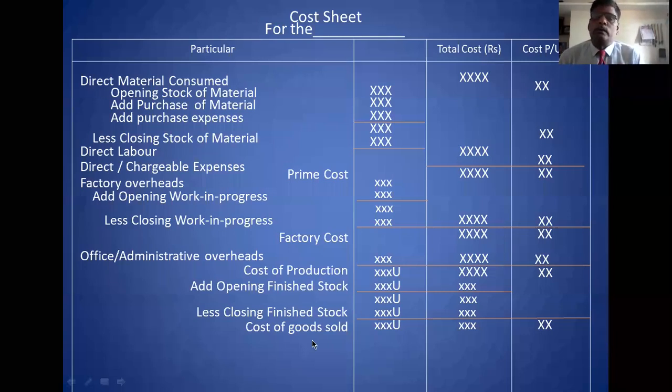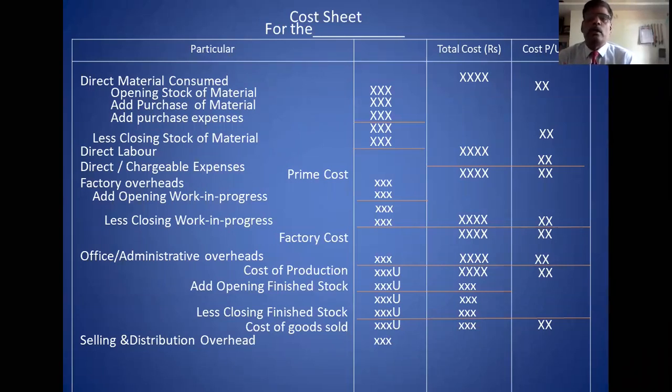After cost of goods sold, the next stage is selling and distribution expense. Whatever selling and distribution expenses I explained yesterday, you take them one by one under this head and take the total. This is the total amount of selling and distribution in the unit column. Take the same amount to the total cost column and divide by the number of units sold, and you will get the cost per unit.